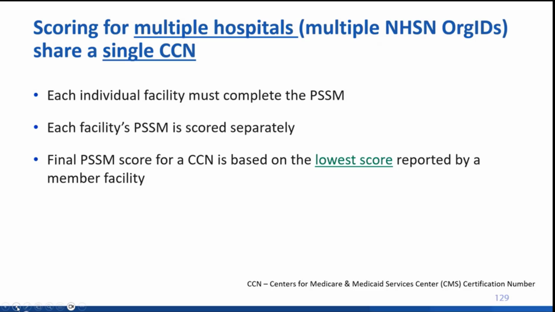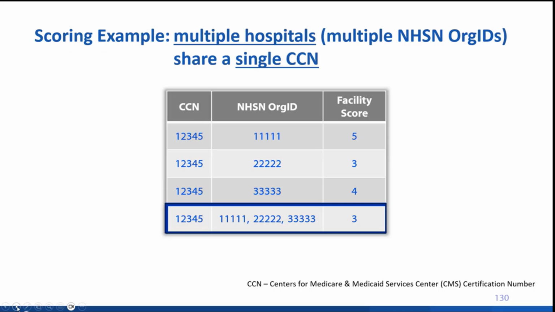When multiple facilities operate under one CCN, it is essential that each individual hospital completes the patient safety structural measure. Each facility will be scored separately. However, it's important to note how that final score for the entire CCN is determined. The overall score for the CCN will be based on the lowest score reported by any of the member facilities. This means that even if one facility performs exceptionally well, the final score for the CCN will be impacted by the lowest scoring facility. So we're going to look at that scoring example here.